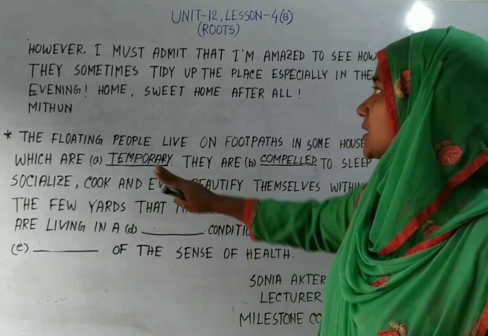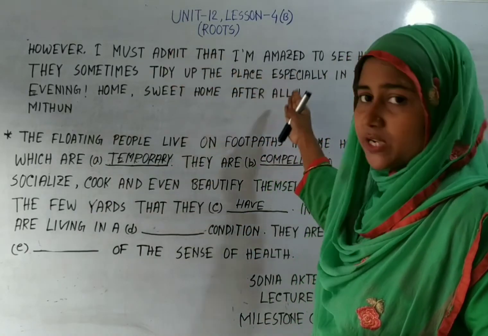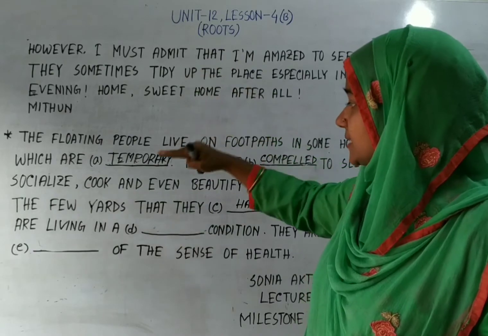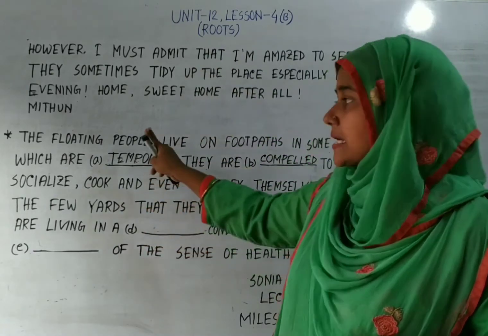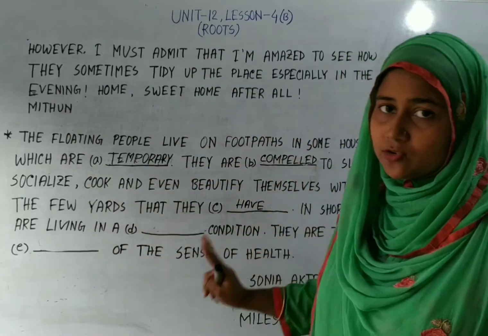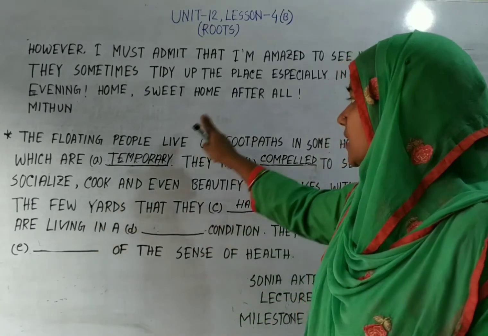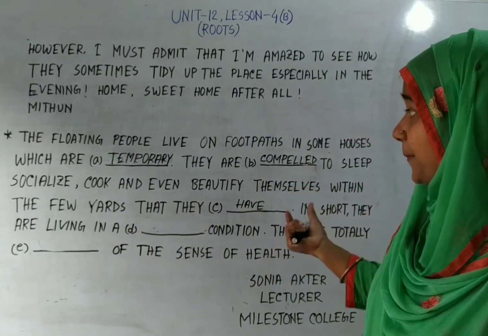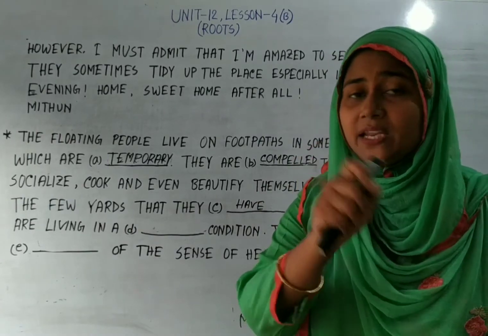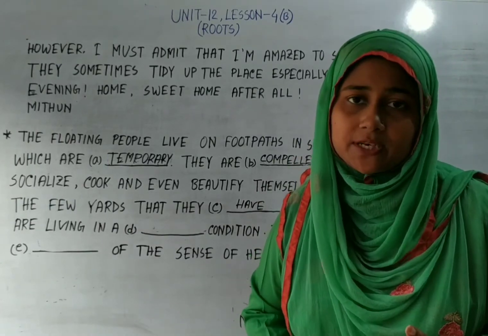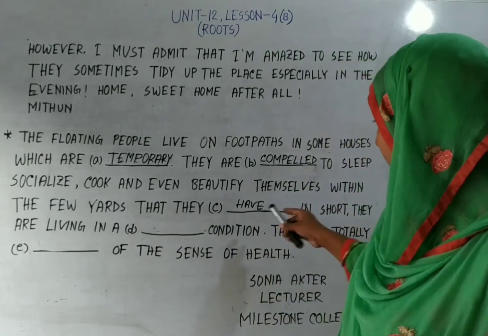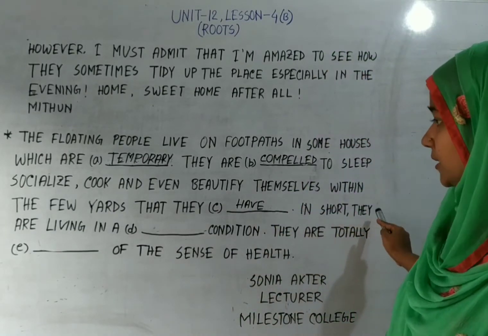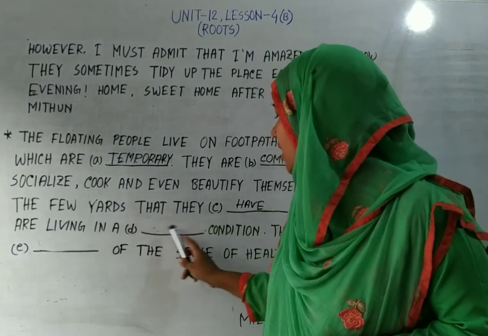You just answer to question number 3, then write A, B, C, D, E and just answer it. No need to write capital letters here. If you find any gap given after a full stop, then you can write the first letter in capital letter. Okay, then next line: in short, they are living in a dash condition.